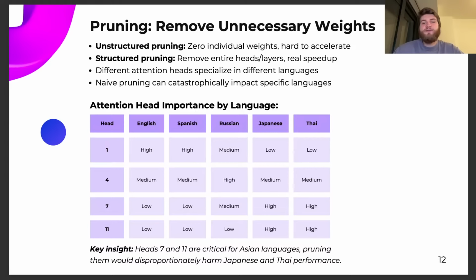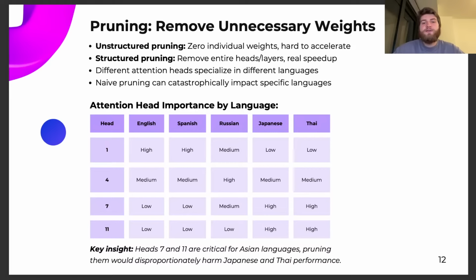Pruning removes unnecessary weights from the model. So the idea is that many weights contribute little to prediction and can be zeroed out. And there are two main types. Unstructured pruning zeroes out individual weights based on magnitude. So you might remove 30 to 50% of weights while retaining 95% accuracy, or even more than 95%. The problem is sparse matrices are hard to accelerate without specialized hardware. So you get smaller models, but not necessarily faster inference on standard hardware.